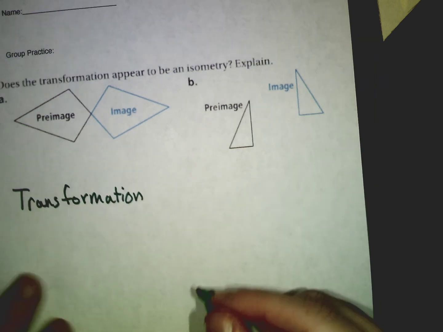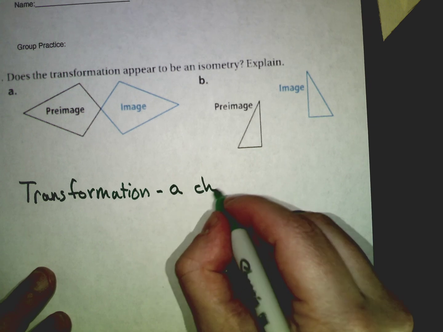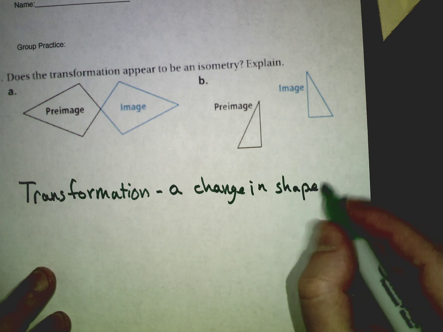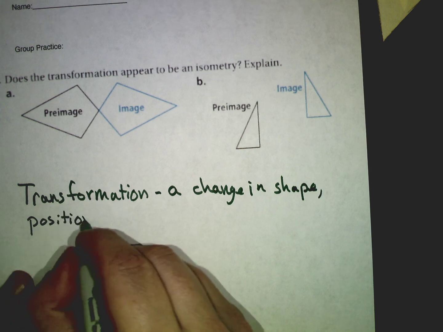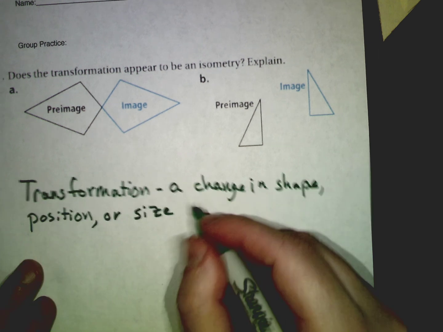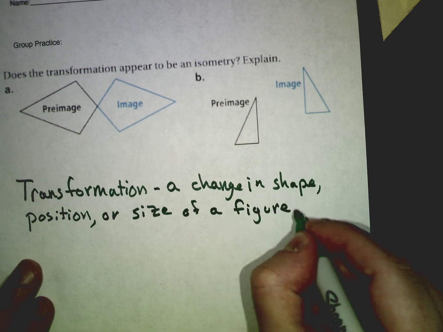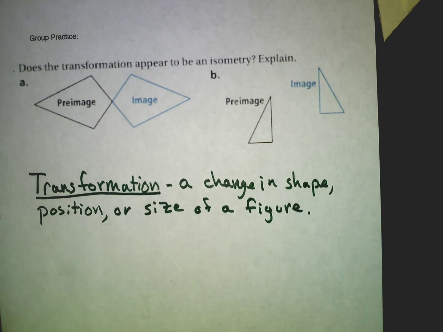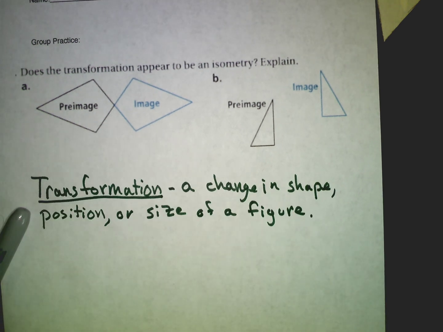Now, my definition is a change in shape, position, or size of a figure. Copy my notes. That's all you're doing. So a transformation, okay. So we can transform something. We have an image, we could do something to it.